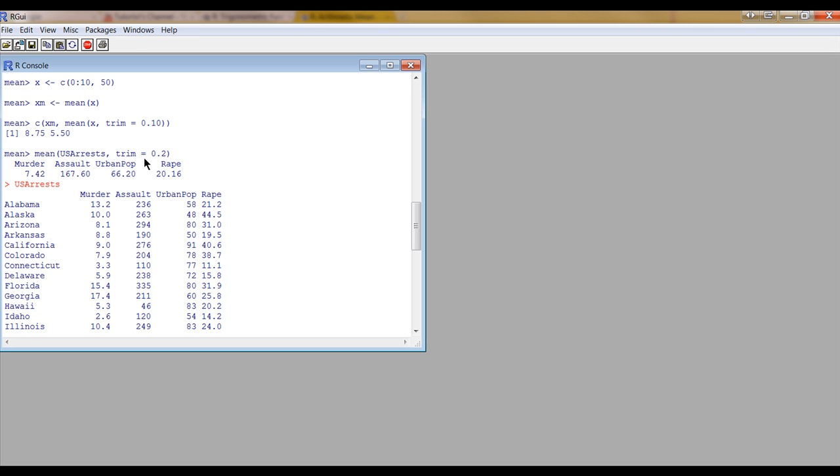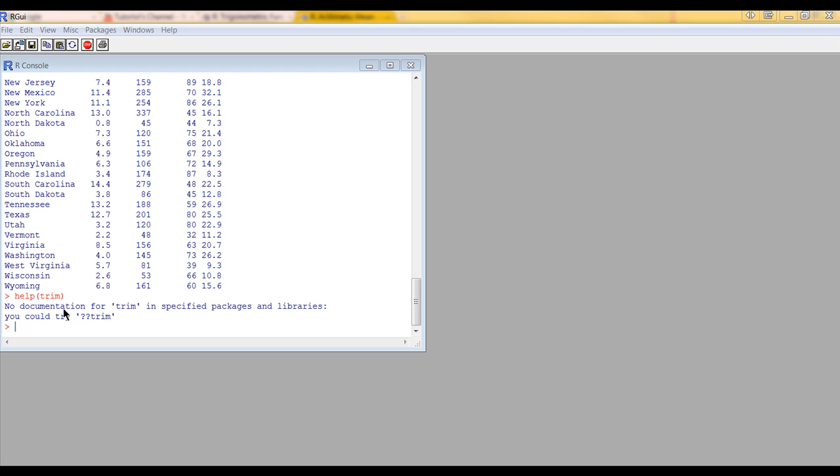And don't forget we did the trim here, so that means we cut off probably the extreme values. And I just tried to find out what trim meant, but can't do it that way. Okay, that's all.